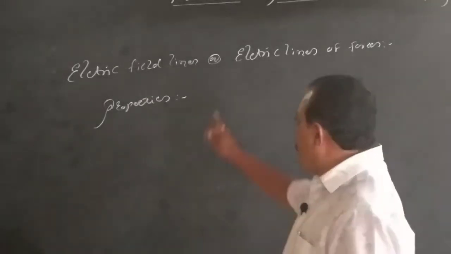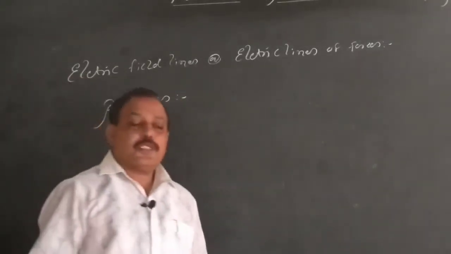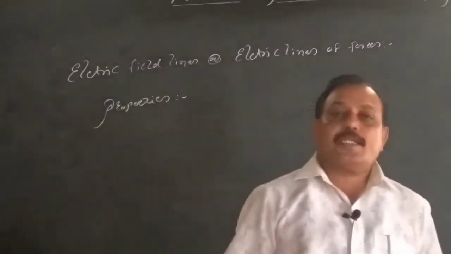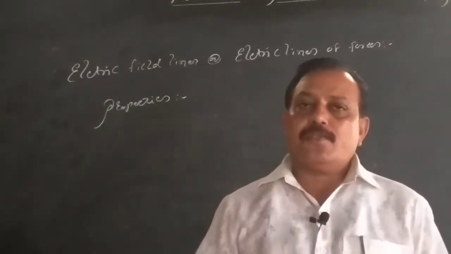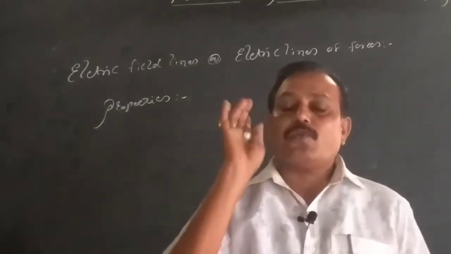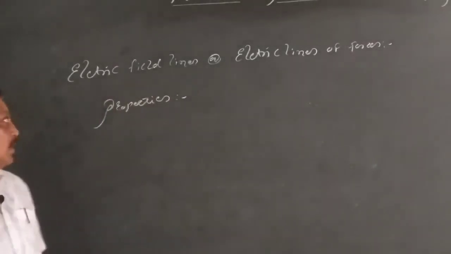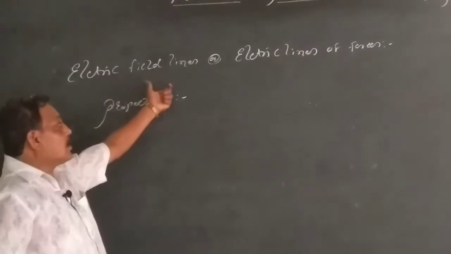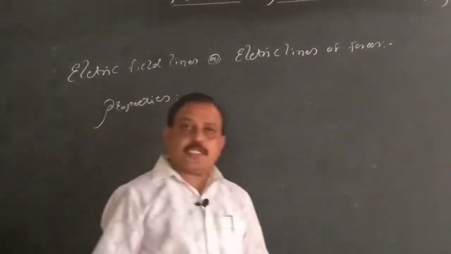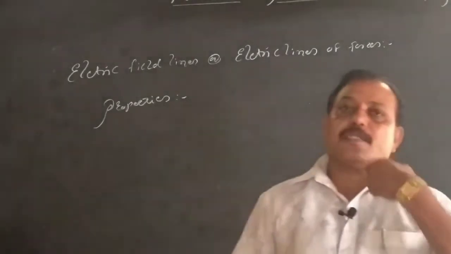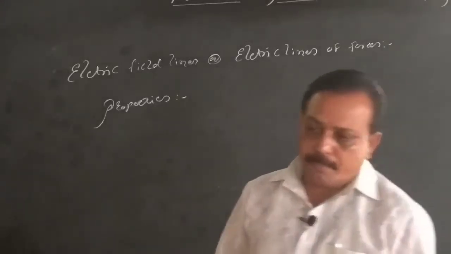Then what are the properties of electric lines of forces? For the properties, I put three or four figures. On the basis of those figures, we can go for the properties of electric lines of forces. When you come across the electric lines of forces, there must be an origination. Wherever there is an origination, there must be an end, a termination. Hence, there are two things: one is the origination, another one is the termination.